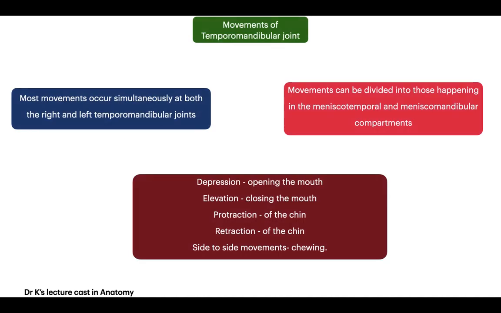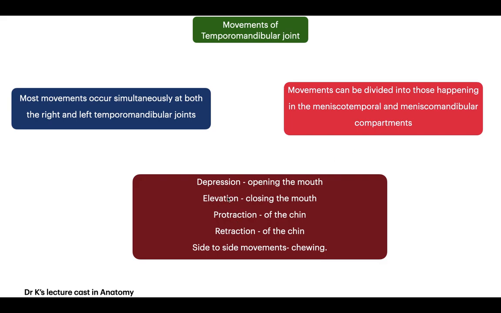Movements of temporomandibular joint. Mostly the movements occur simultaneously at both the joints, that is the right and left temporomandibular joints. Movements are divided into those happening in the meniscotemporal and meniscomandibular compartments. In TMJ part 1, I had told the articular disc separates the joint into these two compartments.